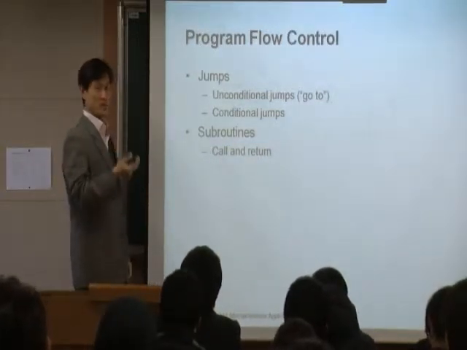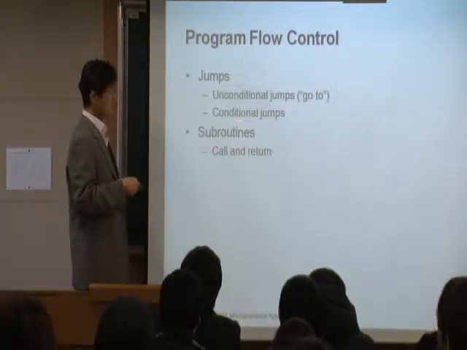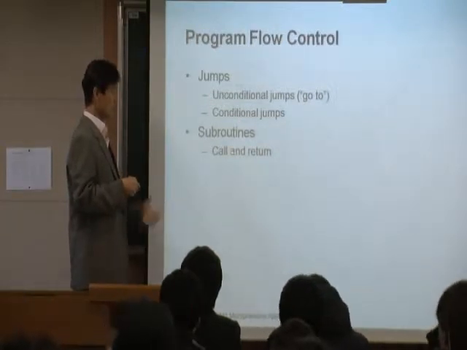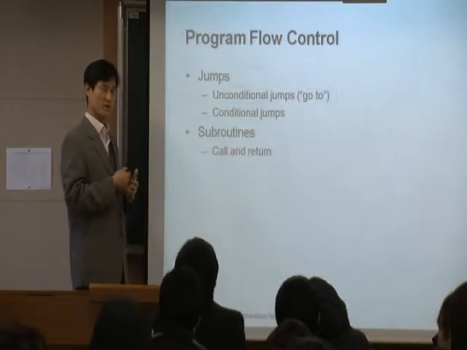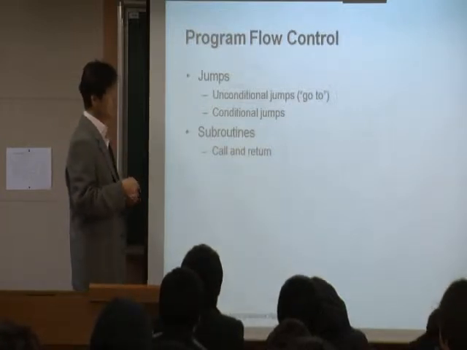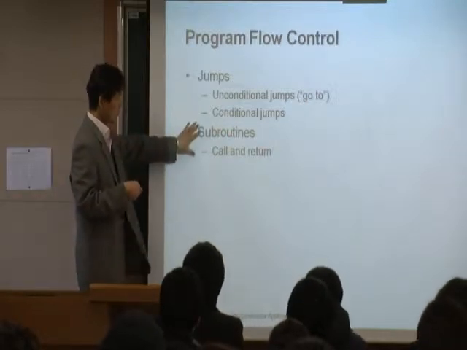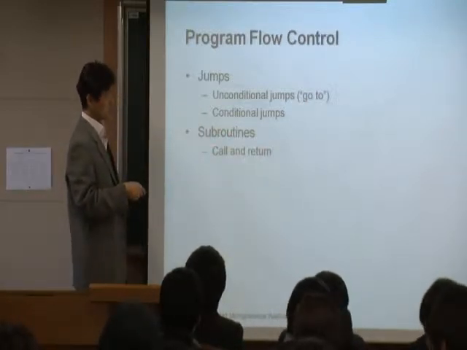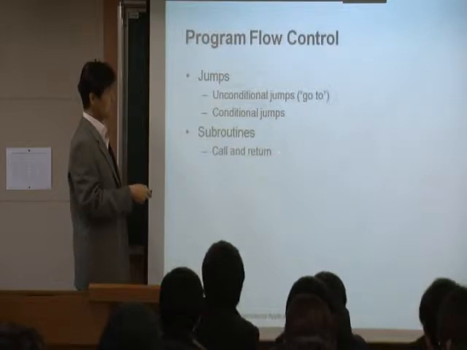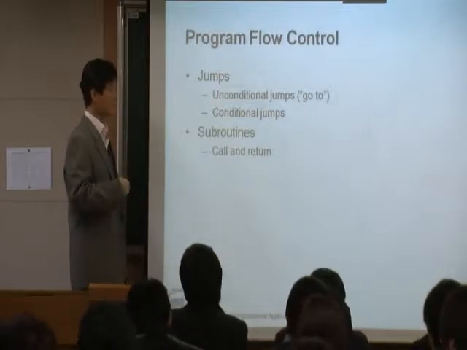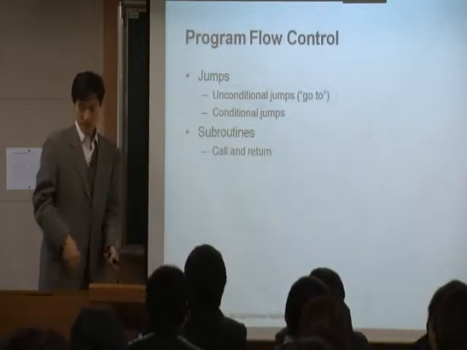There are other types of jumps, for example, subroutines. This one is almost the same as jump in a certain sense, but we do not call this a jump. Instead, we say this one is a call and return. This one is a jump. This one is a call and return. So we'll see the difference.